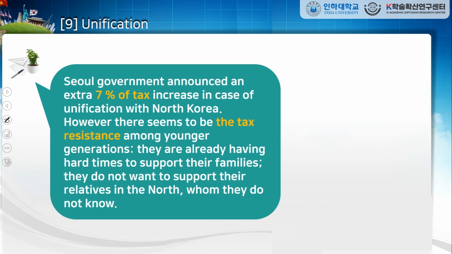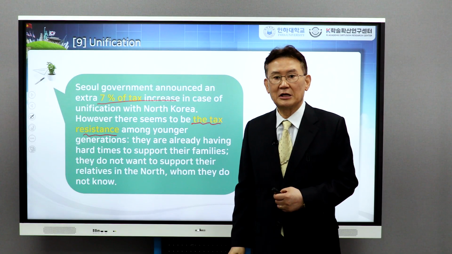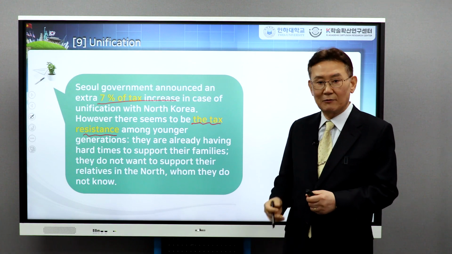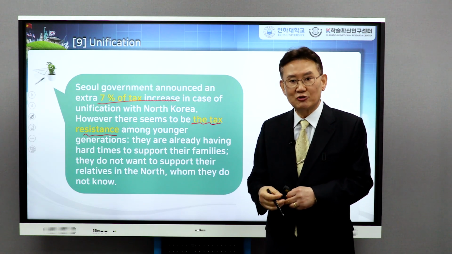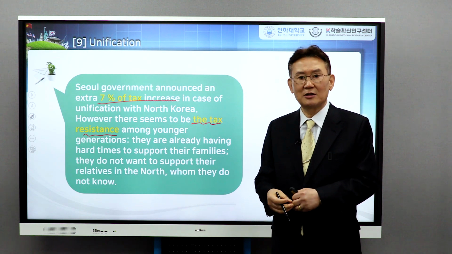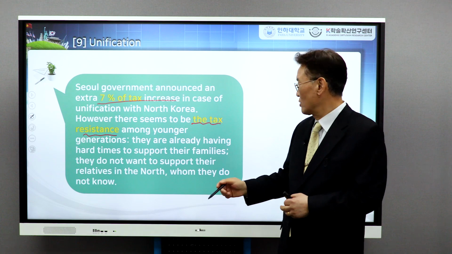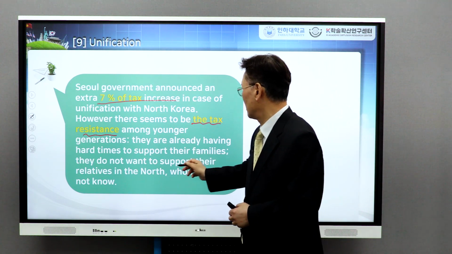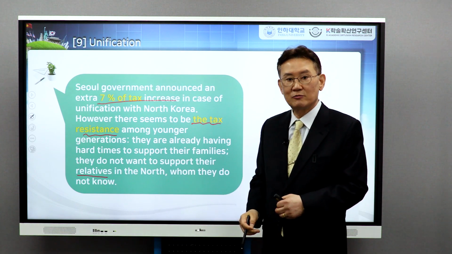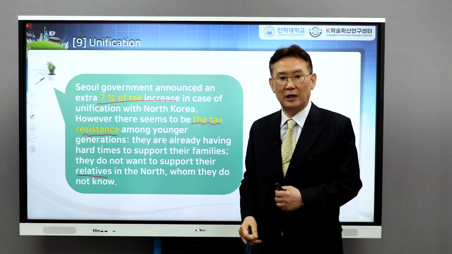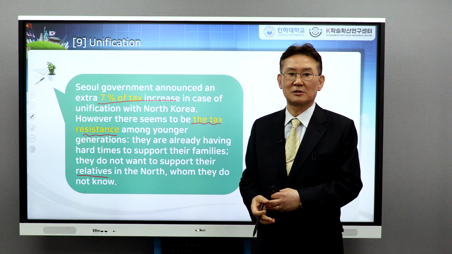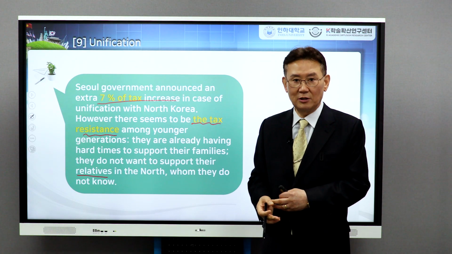The Seoul government announced an extra 7% tax increase in case of unification with North Korea. However, there seems to be tax resistance among younger generations in South Korea. They are saying that they are already having hard times supporting their families. The price of housing, the price of education for children, and the price of everything is very high in South Korea. Also, they don't want to support their relatives in North Korea whom they never met or do not know. There's a tax resistance against the unification tax in contemporary South Korea.